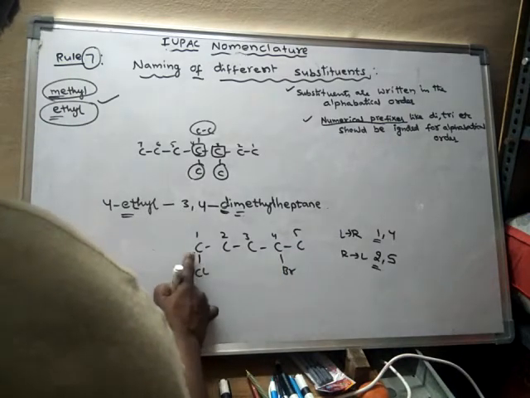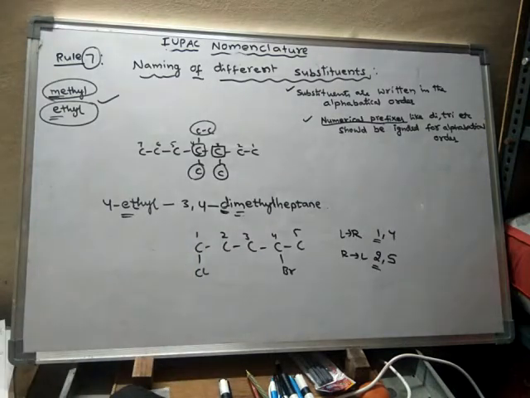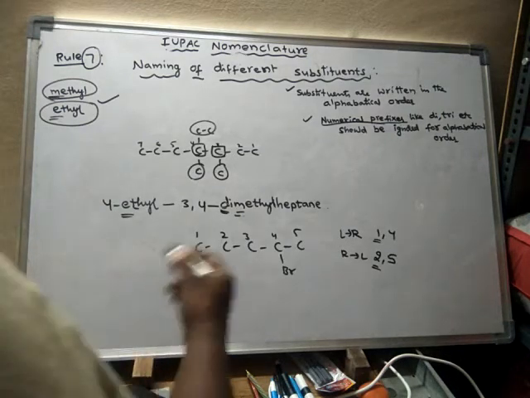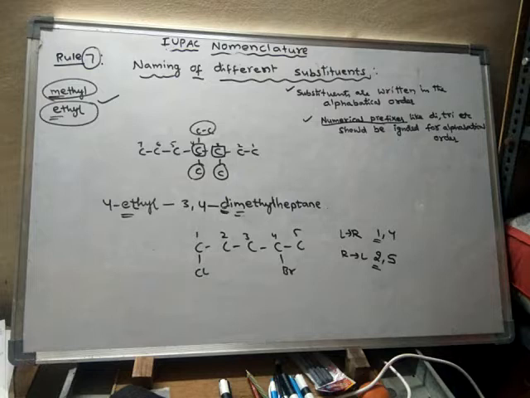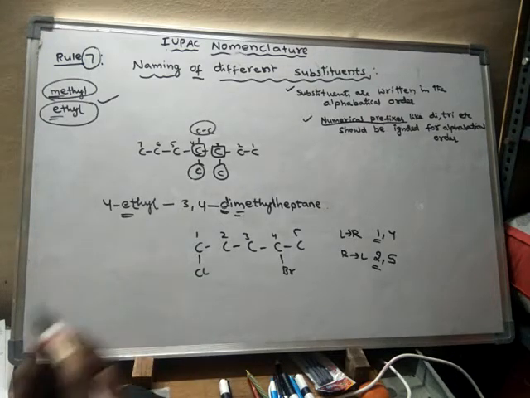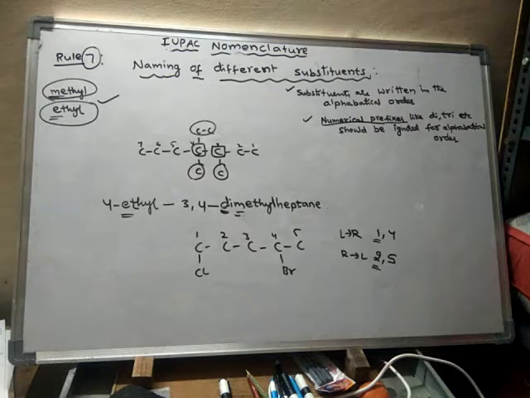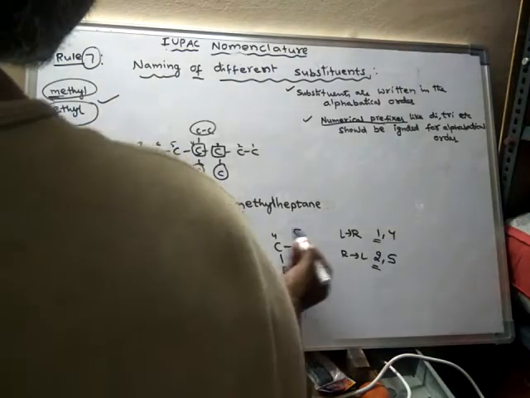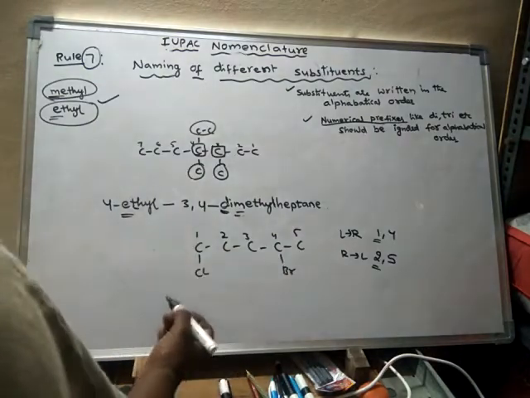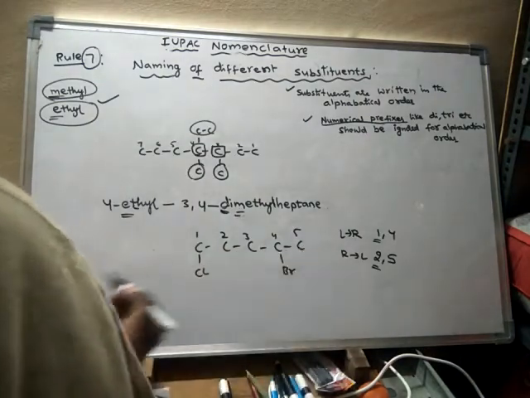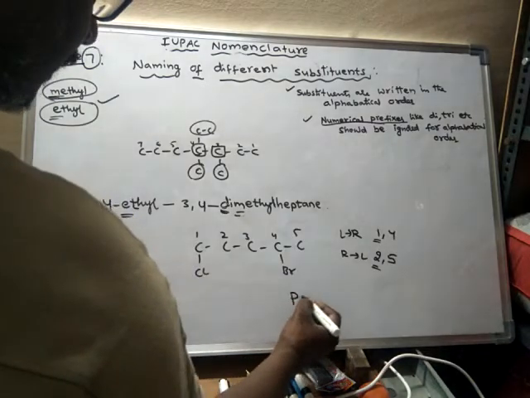And this numbering is wrong numbering. Remember that numbering is done, if different substituents are present or more than one substituent is present, in the direction in which the first substituent is given the lowest numbering. Okay, so this numbering is correct, and based on this one we will write the name of this compound. 1 2 3 4 5 carbons, 5 carbons are there. It is pentane.